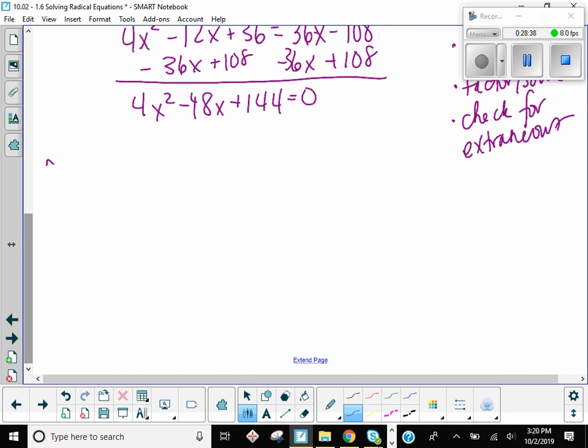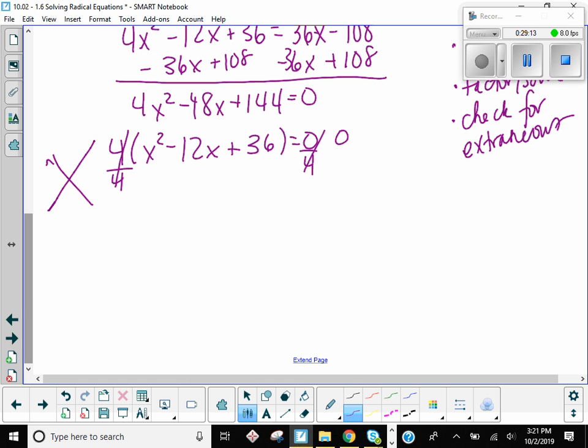Before you start factoring here, factor out a GCF. What's the GCF? 4. So x squared minus 12x plus 36. Now, I had people ask me today, well, what do we do with the 4? Well, just divide it out. You only have to remember it when there's an x there. But since it's just a constant, really you can just divide it off. And you don't lose a solution because there's no variable. Then you factor what multiplies to 36 and adds to negative 12.